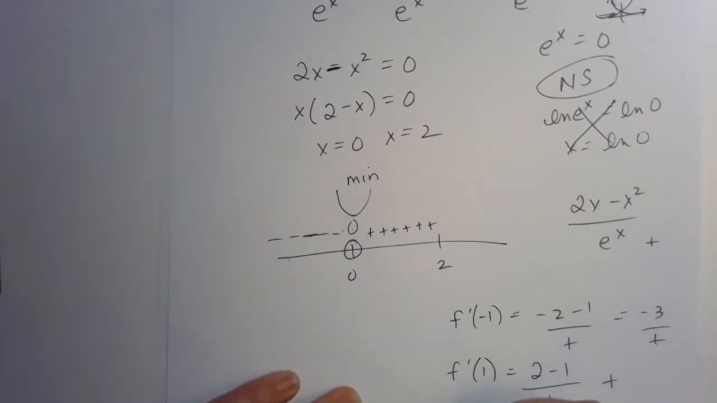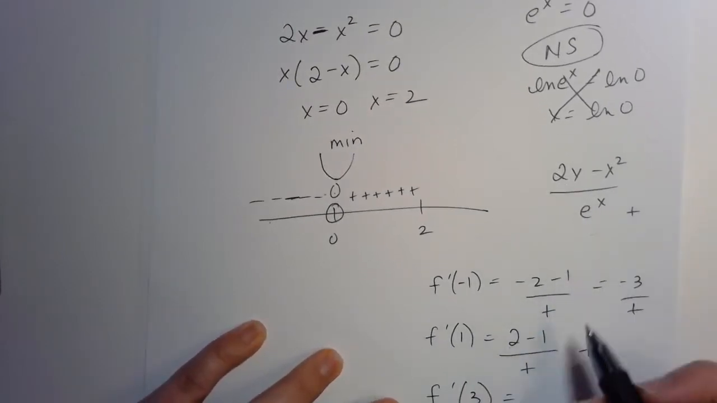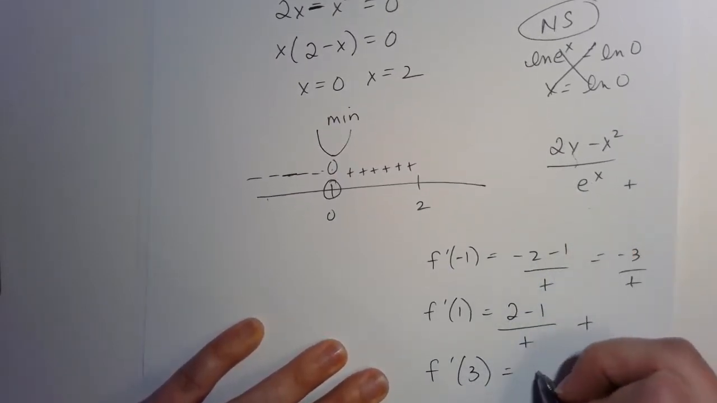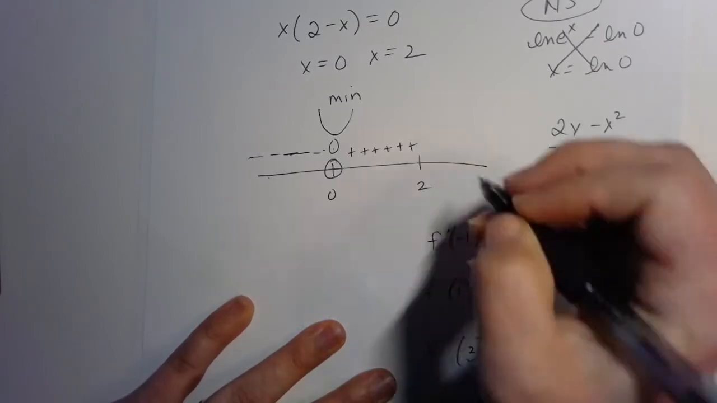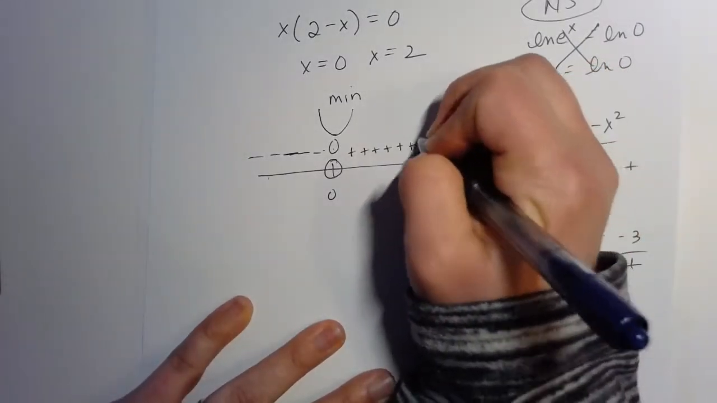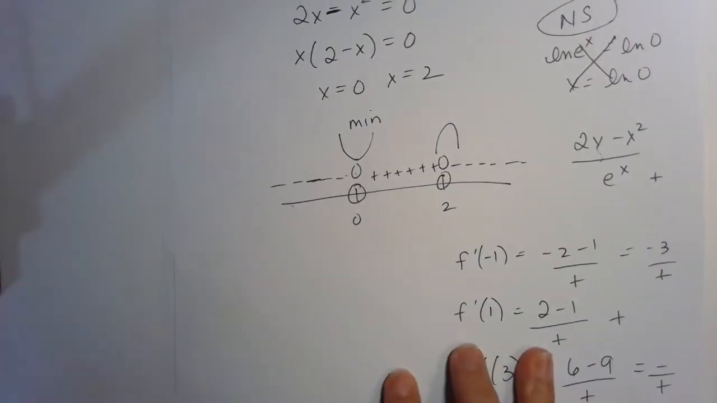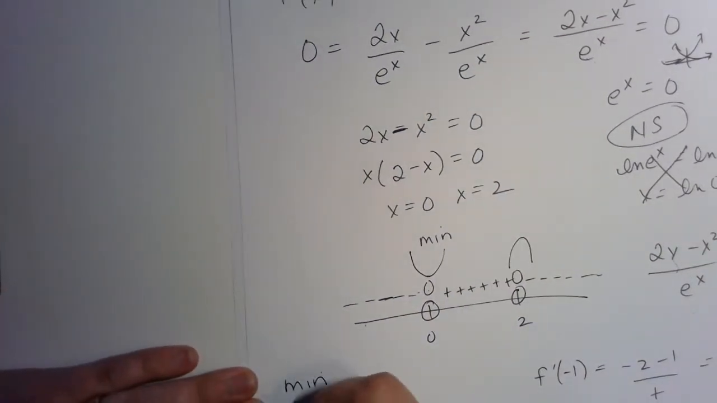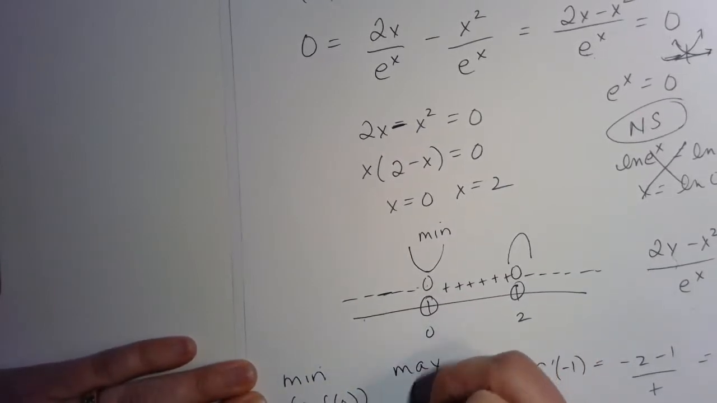And let's see if it changes sign on the other side. If I do f prime of 3, if I plug in 3 here, I'm going to get 6 minus 9 on top over something I know is positive. And so this is going to be negative over positive, which is negative. So it's positive here, it's negative here, and it's 0 right here. So that means I'm going to have a max right there. Isn't this one refreshing? I just have one min, one max. Thank goodness. Okay, so I know I'm going to have a min at 0, f of 0, and I'm going to have a max at 2, f of 2.